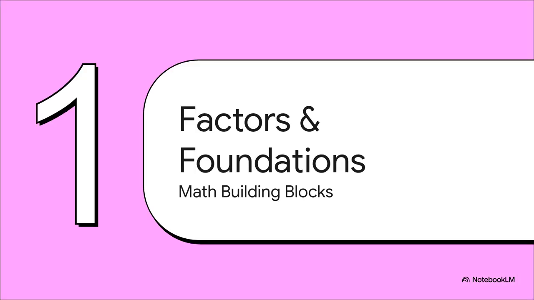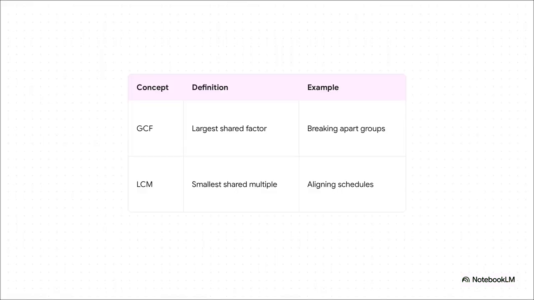Let's get to it. All right, part one, factors, multiples, and foundations. Let's lay down the absolute bedrock here. Notice how these two foundational tools perfectly contrast with each other. First, we have the greatest common factor, or GCF. This is your go-to when you are breaking things apart into groups. Think back to Amari and Ethan. By finding the GCF of 45 hot dogs and 30 bags of chips, we discover the largest factor they share is 15. Bam! They can feed exactly 15 people evenly.